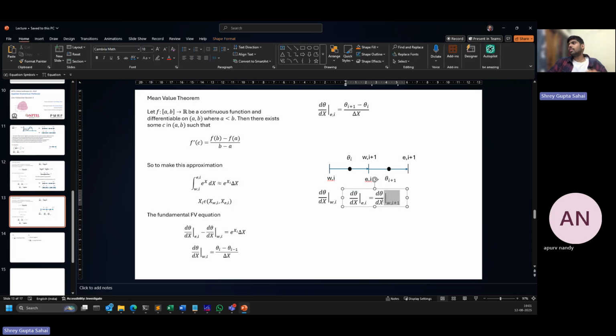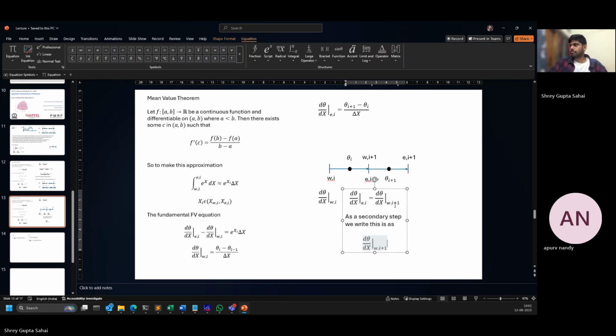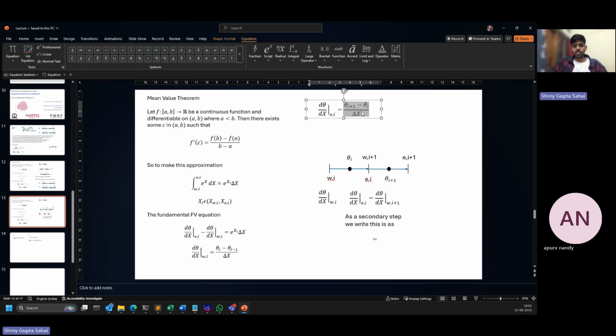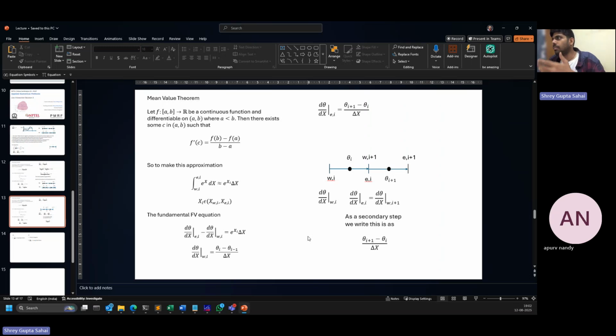Now, as a secondary step, we write this as, what do we write this as? We write it this way. And this will remain the same for both ends, right? The way we have constructed this entire thing, for both of these, this quantity will be the same. Now it will become clear to you why this matters. So now I'll show it to you.